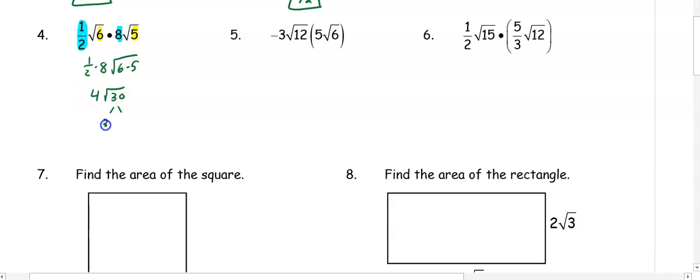Again, if I go to break down 30, I can break into 3 and 10, 5 and 2. There are no pairs there, so 4 root 30 is as simplified as we can get.